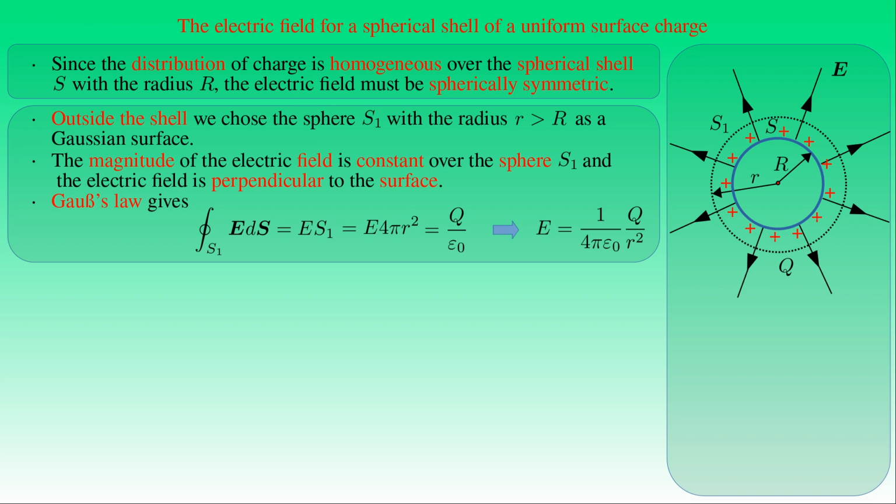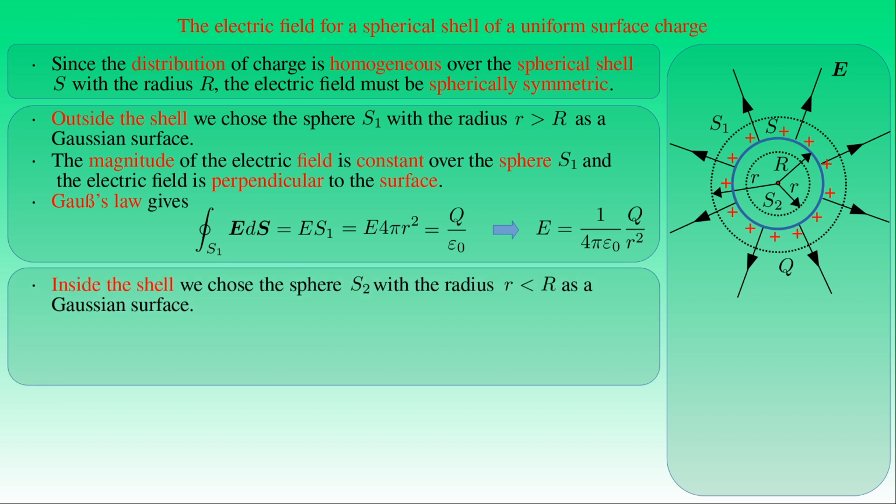In order to study the electric field inside the shell, we choose a sphere S2 with the radius r smaller than R as a Gaussian surface. The surface integral of the electric field E over the sphere S2 is equal to the magnitude E of the field over the sphere, times the surface area S2 of the sphere, where the area is given by 4πr². Gauss's law states that the surface integral over the sphere S2 is equal to the charge enclosed by the sphere over ε₀, but there is no charge inside the sphere. As a result, the surface integral vanishes and so does the electric field over the Gaussian surface. Since the radius of the sphere is less than the radius of the shell but otherwise arbitrary, the electric field must be zero inside the shell.